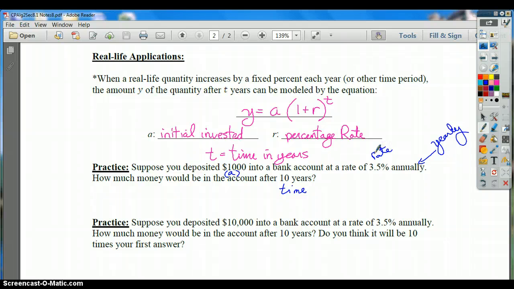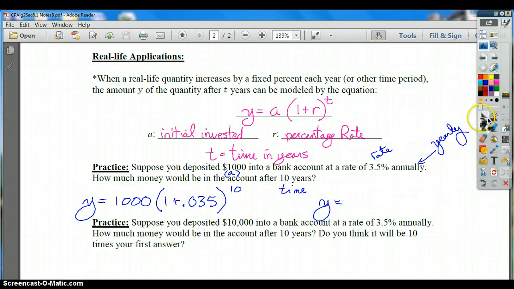So you can very easily do this. Y will equal $1,000 times 1 plus your rate, which is 0.035 if you convert that to a decimal. And you're going to be in there for 10 years. And at this point, you would want to get a calculator. You would punch this in, and then you can tell me how much you would have.